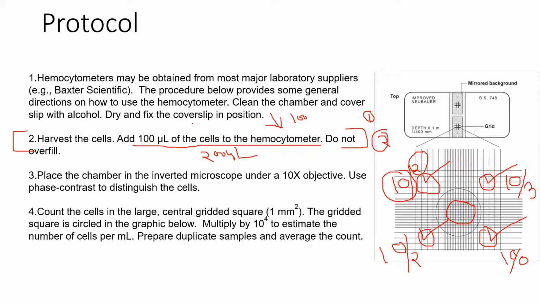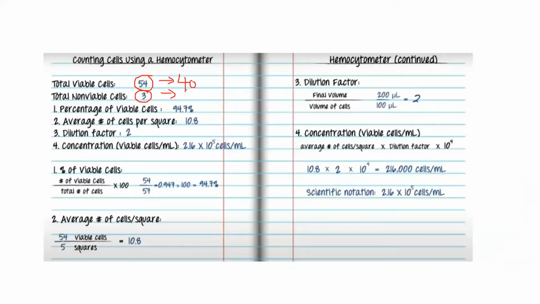Now, how many non-viable cells? We have 2 plus 3 plus 2 plus 0. Oh, sorry. So we have 3, 5, 7 non-viable cells, okay? So what is the total number of your cells? It is 47. Are we okay here? Are you following me? Yes, teacher.